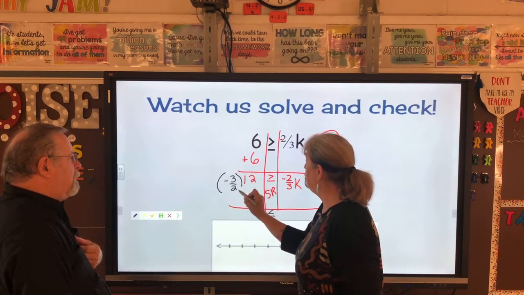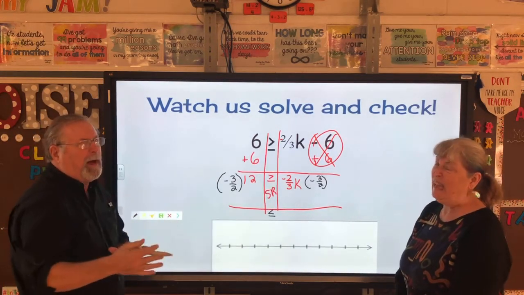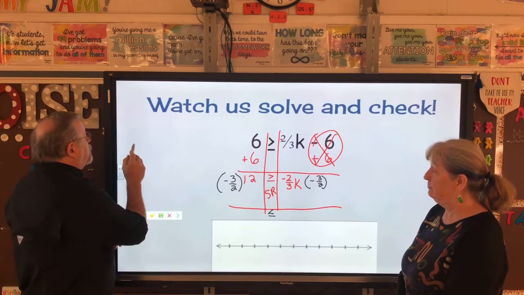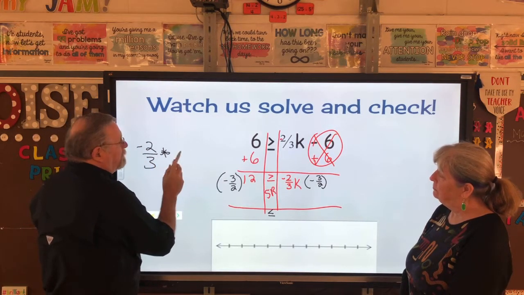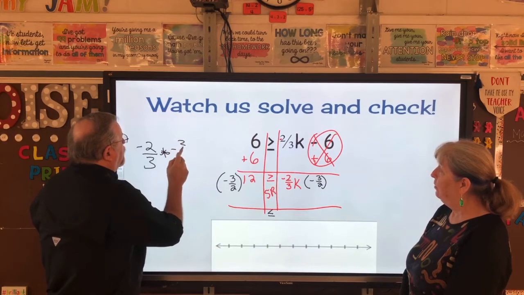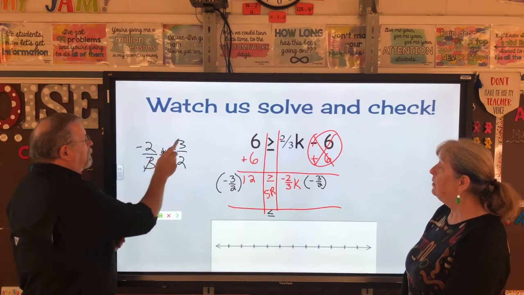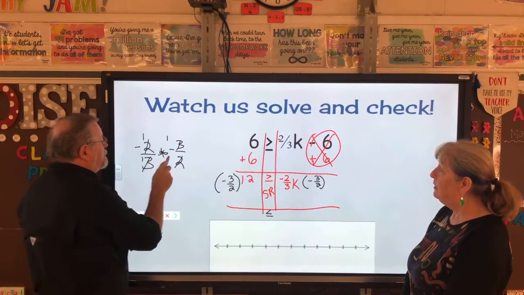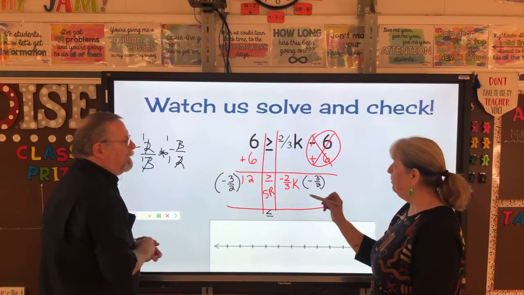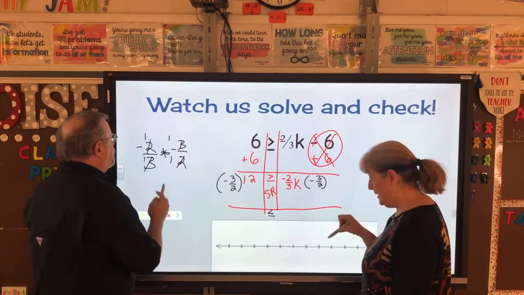Can I show something real quick? Sure. Let me show you why, because we haven't done one with fractions in a while. So negative 2 over 3 times a negative 3 over 2, right? This is why it's so cool. They just cancel each other out. What are you left with? A bunch of negative ones. And the negatives cancel each other out, because a negative times a negative is a positive.